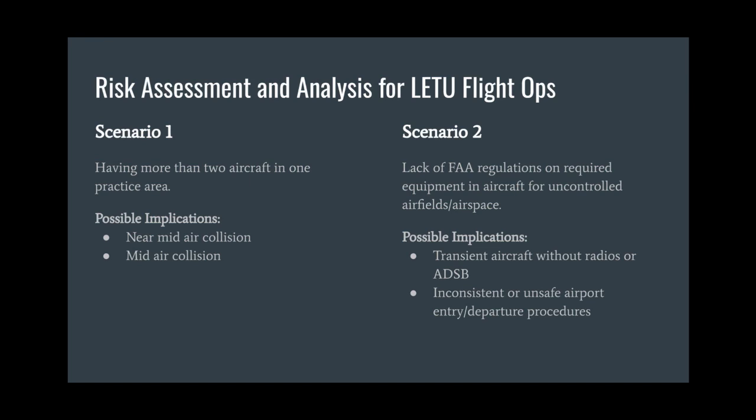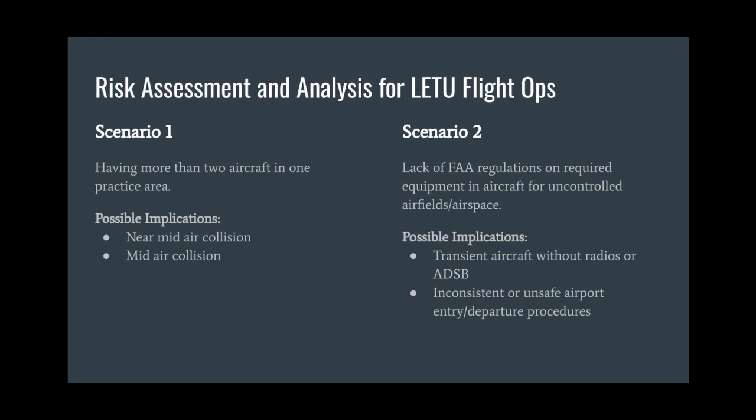And so that means that the practice areas are going to be congested, and this is going to start including the outlying perimeter satellite airports from East Texas Regional Airport. And so if we start to have more than 2 aircraft in one practice area, especially if we have transient aircraft from other flight schools that aren't Laterno, that are not communicating on frequency, we could have issues with near mid-air collisions or actual mid-air collisions that usually happen on clear, unlimited visibility, blue, sunny sky days.